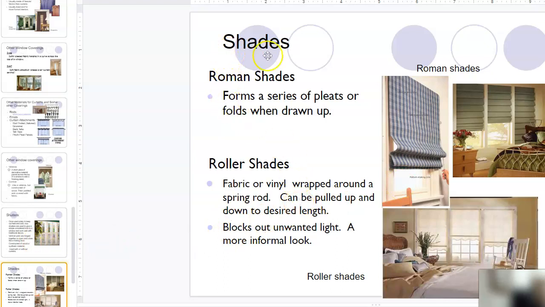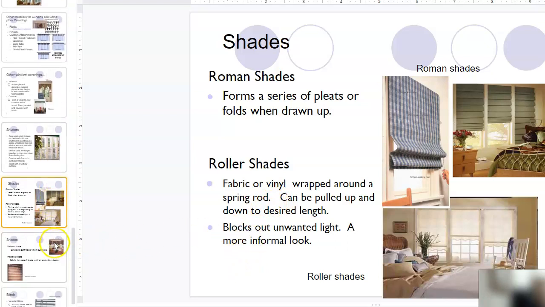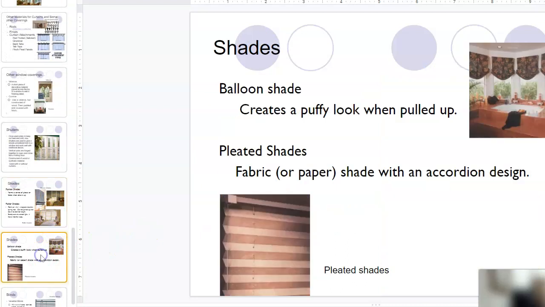We also have shades, like Roman shades that you pull on a string and then they pleat up. We have roller shades, similar, but they are on a spring rod, and you pull the bottom, pull it out, and then they go up, and then you put it back in. So those can be good options as well.